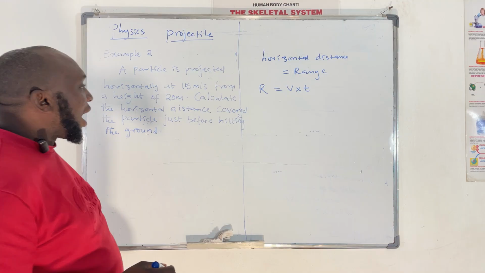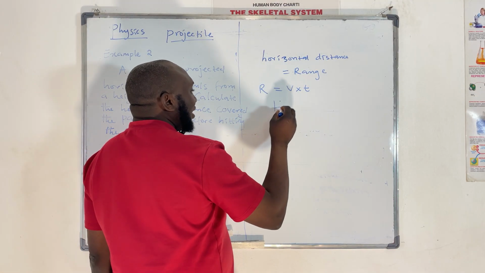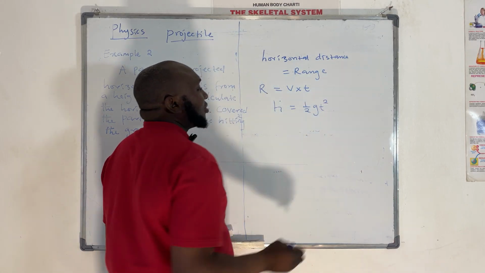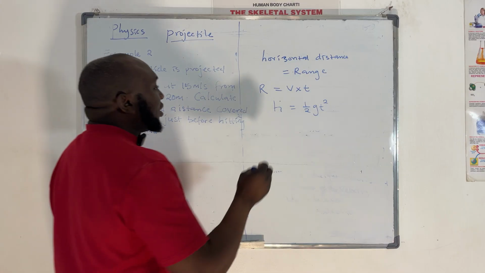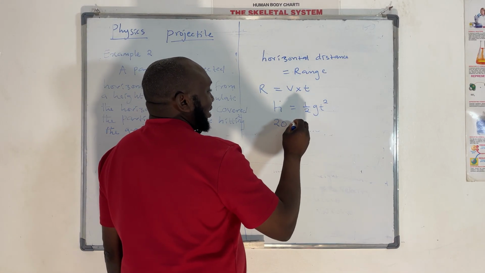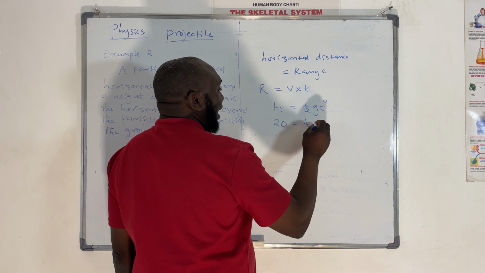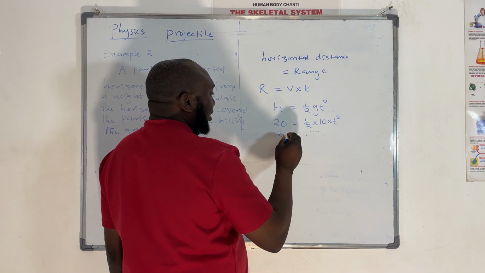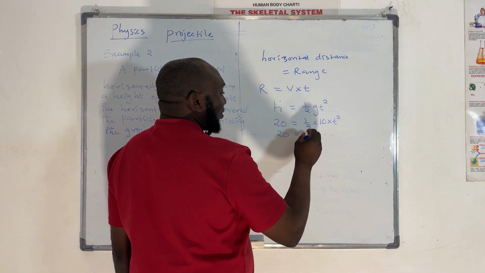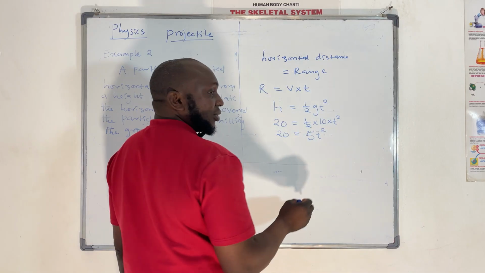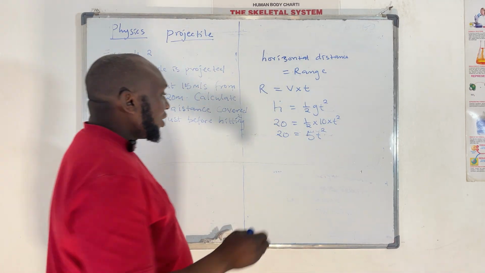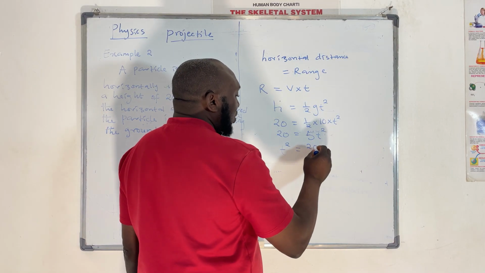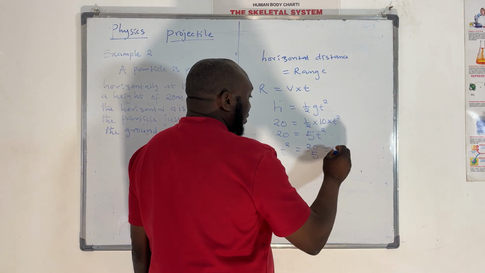So the relationship between height and time is h equals half gt squared. The height of projection is 20. So 20 is equal to half times g, which is 10, times t squared. Half of 10 is 5, so 20 equals 5t squared. We divide both sides by 5, which gives us t squared equals 20 over 5, which is 4.